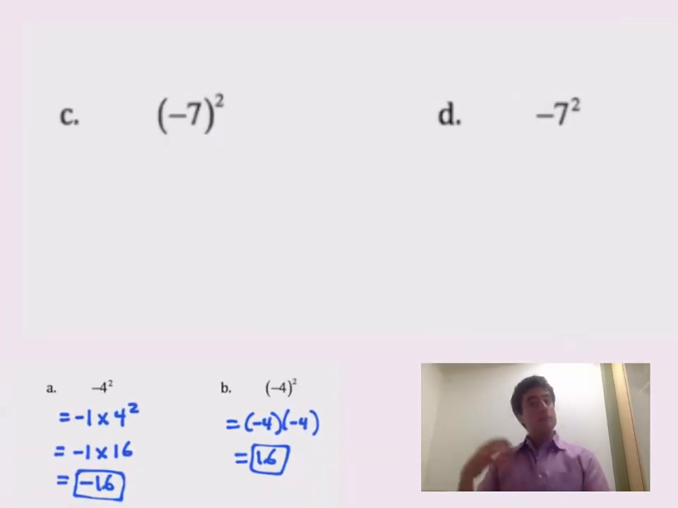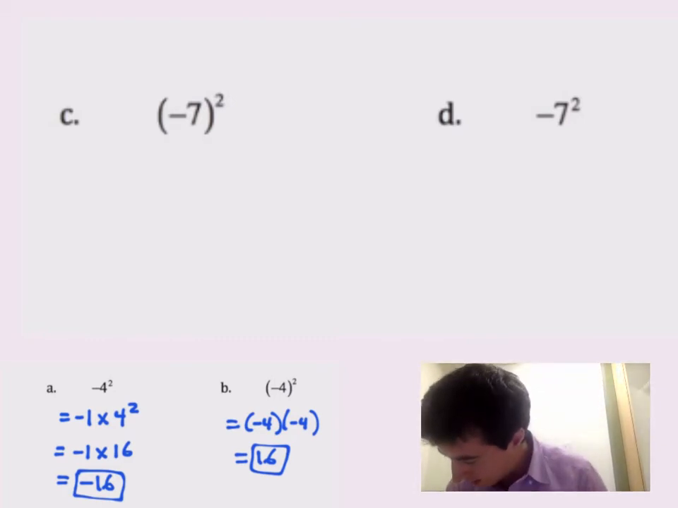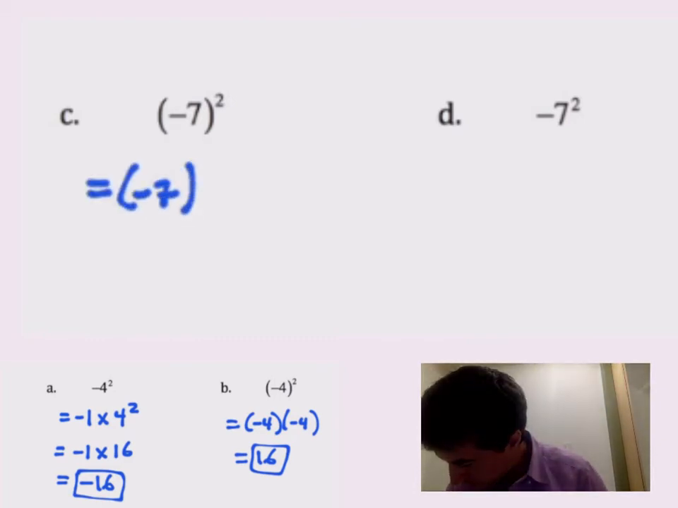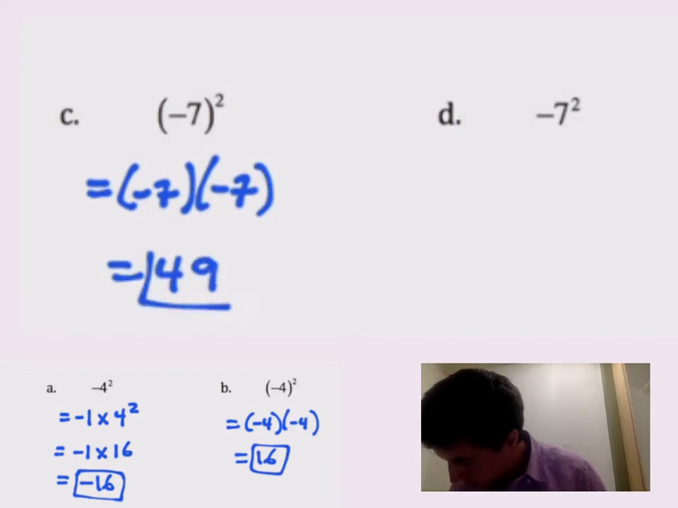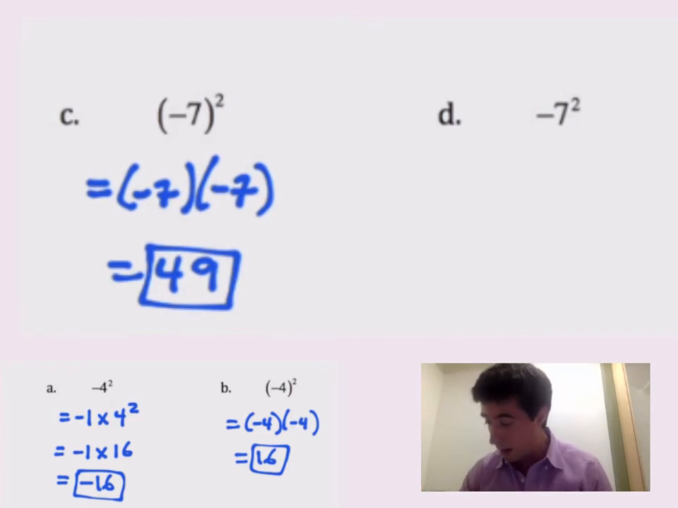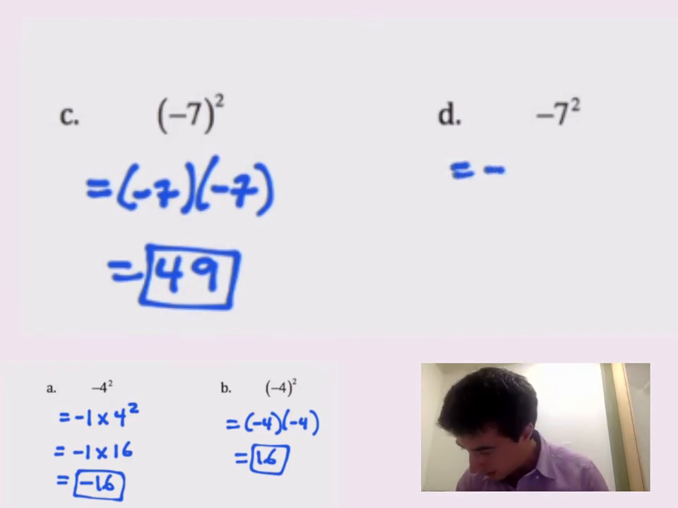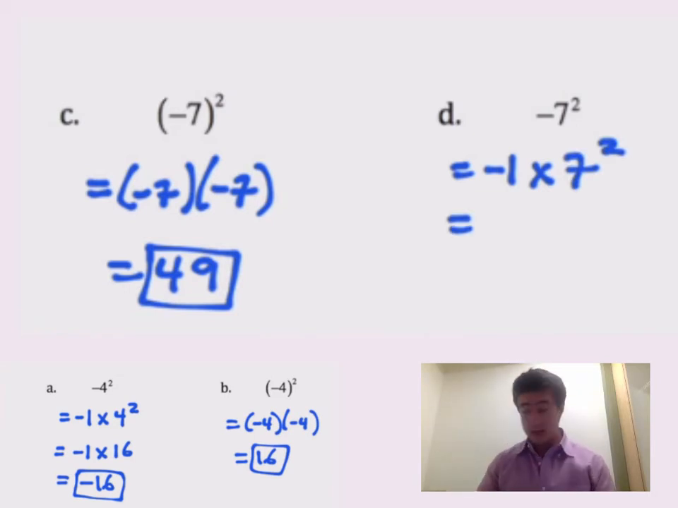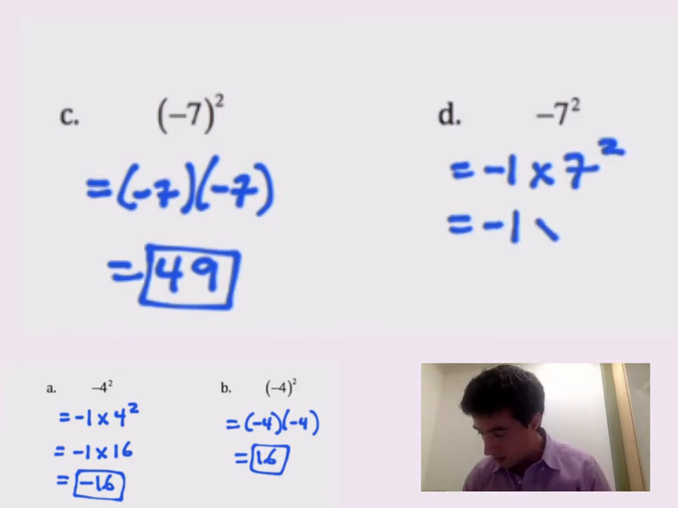In our third example, (-7) to the 2nd power, we're multiplying -7 by itself 2 times. So we've got -7 times -7 for a grand total of +49. And in our last example, we've got -7 to the 2nd power. And in that case, I would rewrite it as -1 times 7 squared, or 7 to the 2nd power. 7 to the 2nd power is 49, so we've got -1 times 49 for a grand total of -49.